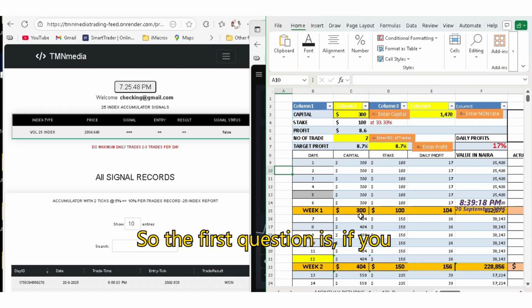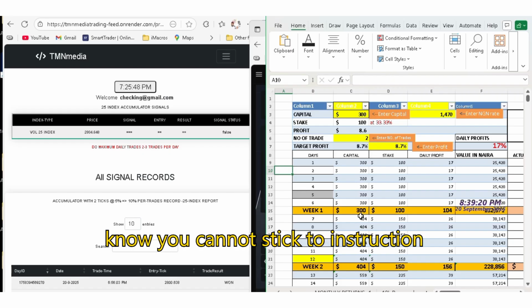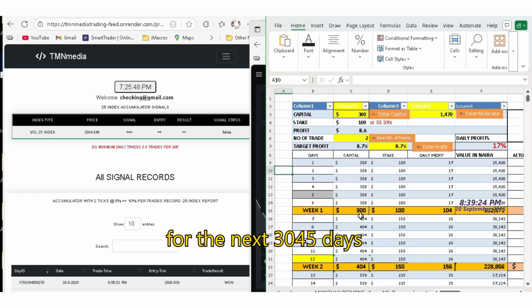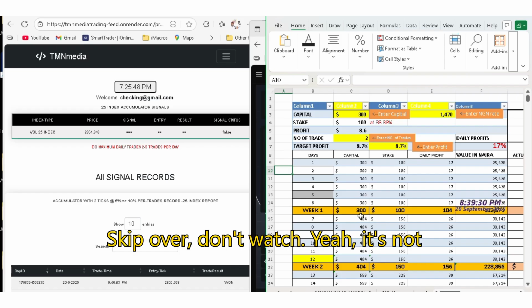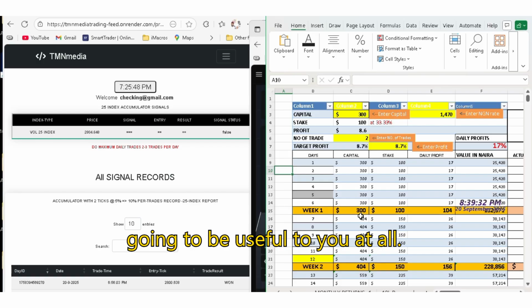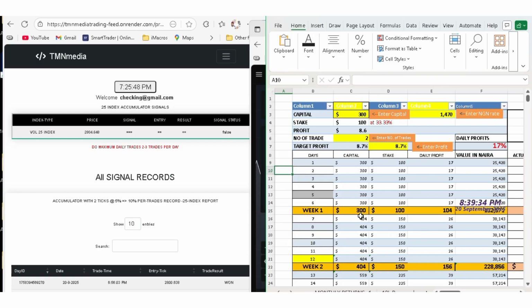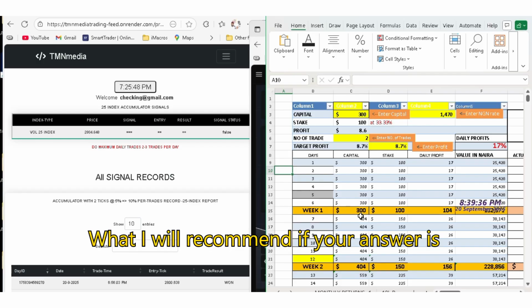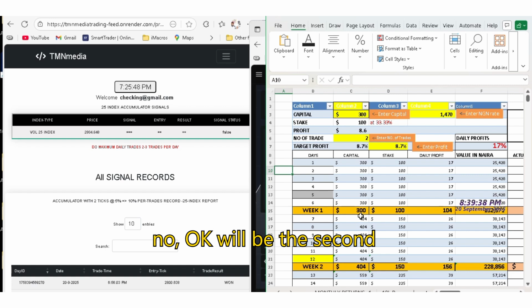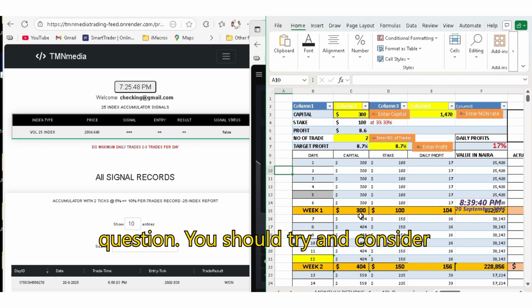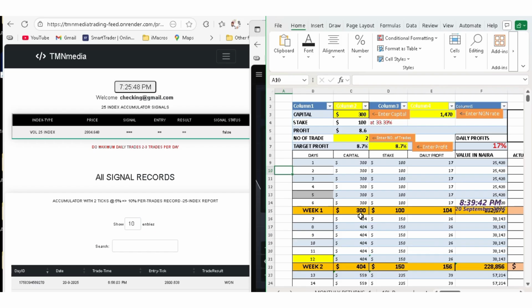So the first question is, if you know you cannot stick to instruction for the next 30, 45 days or 60 days, this is not for you. Skip over. Don't watch. It's not going to be useful to you at all. What I will recommend, if your answer is no, will be the second question. You should try and consider using robots to trade for you.